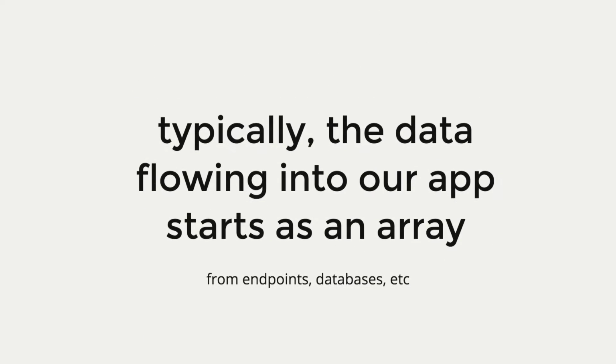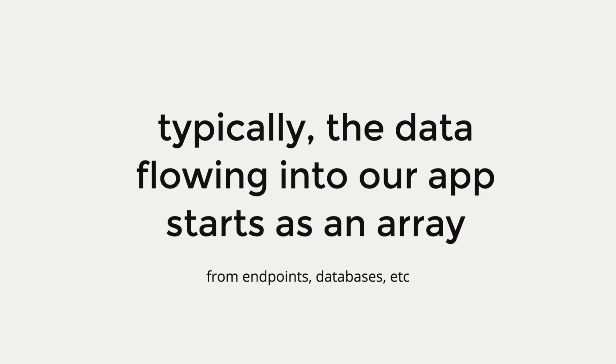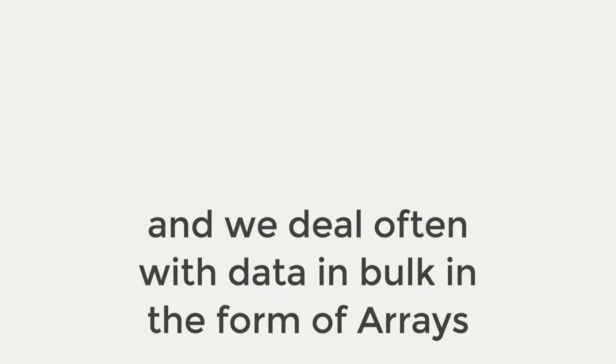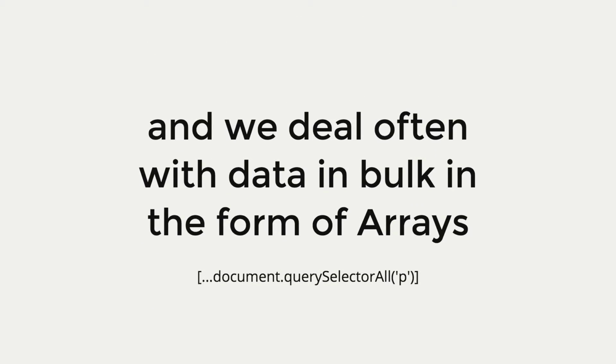And so in JavaScript, typically the data flowing into our app starts as an array. We get data from an endpoint. Server side, we do a database request. Very often it's coming back in the form of an array. So arrays are usually the typical starting point of data for us. Client side too, when we're selecting elements, that's array-like things. We're dealing with things in bulk, okay?